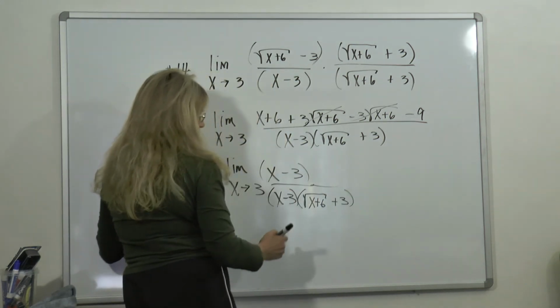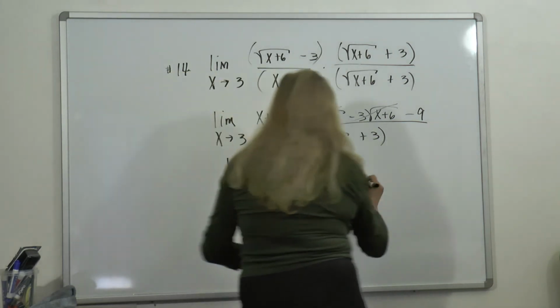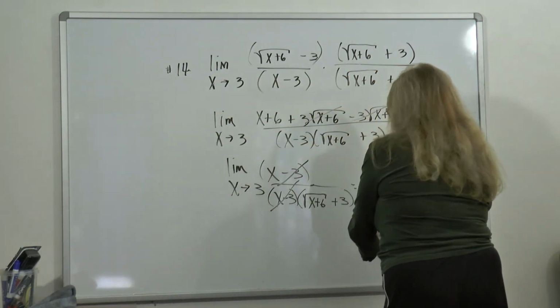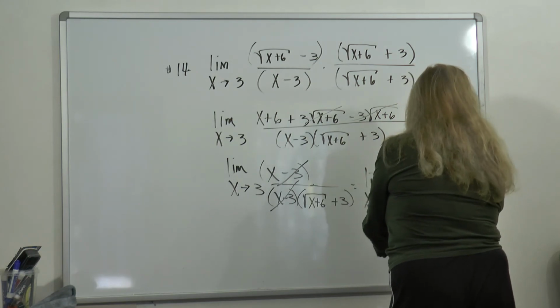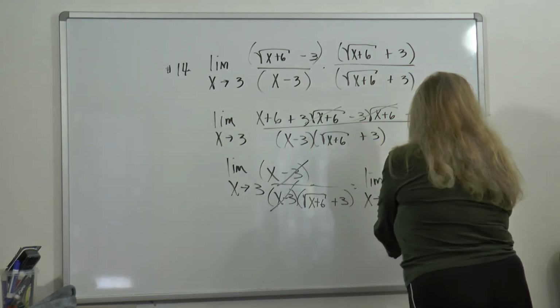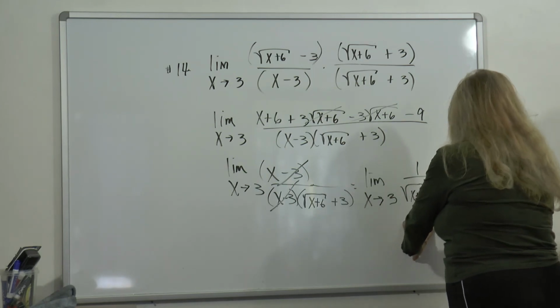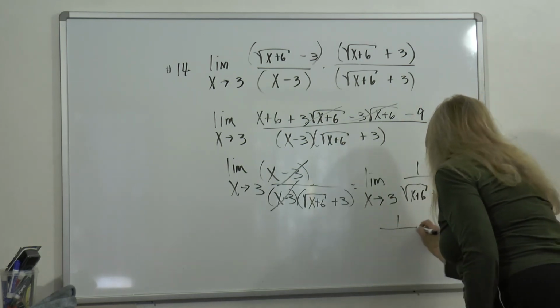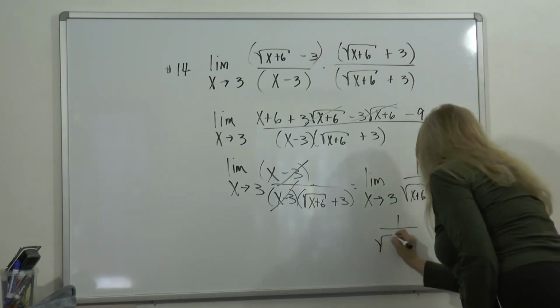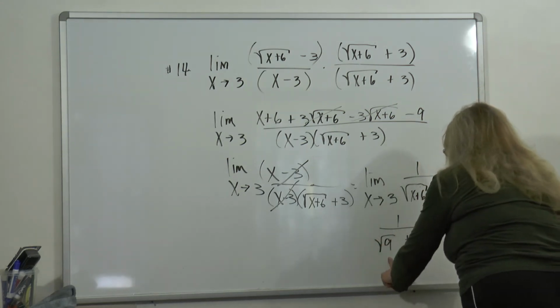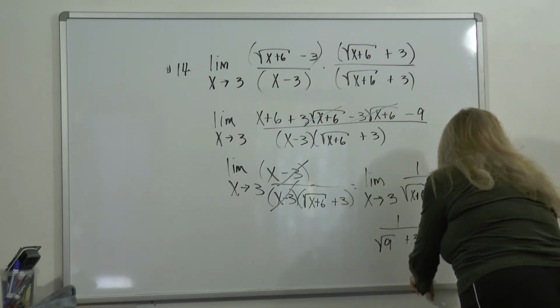Parentheses on your binomial. Those are going to cancel. So I'm going to have the limit as x approaches 3 of 1 over square root of x plus 6 plus 3. So that's going to be 1 over 3 plus 6 is 9. 1 over square root of 9 is 3, plus 3 is 6.